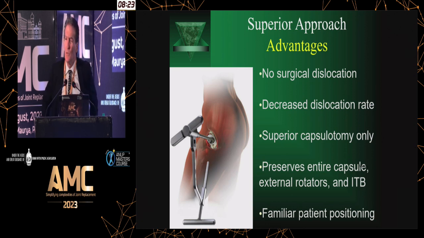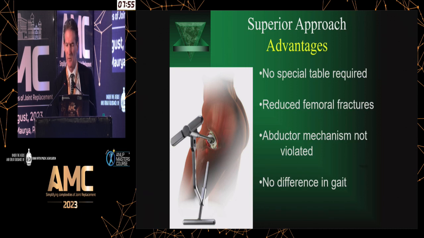You do this procedure with the femoral head in situ in the acetabulum, which gives you a diminished dislocation rate because you leave the capsule pretty much alone. The external rotators and the ITB are still on. You just make a superior capsulotomy, and it's really easy to put it back together at the end, so you have an intact cuff of capsule. And it's a familiar position because this is what posterior hips look like, lateral positioning.